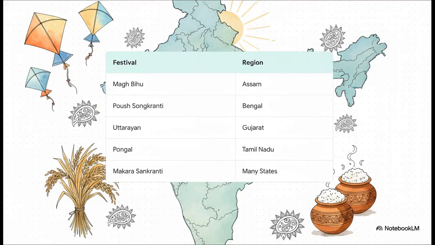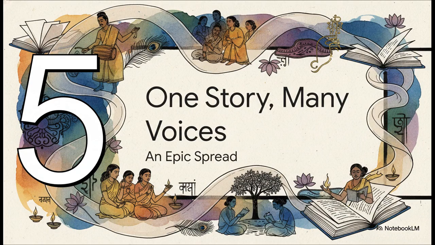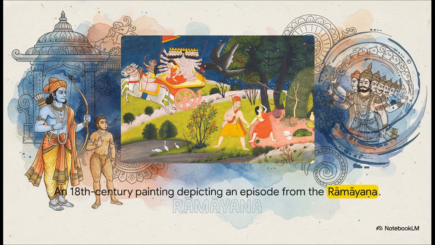And it's not just those two. Look at this. Maghi Bihu in Assam, Uttarayan in Gujarat, Makara Sankranti in a whole bunch of other states. It's one shared celebration, just expressed in all these beautiful, different ways. Okay, for our last example, let's look at storytelling, at literature, where we see how one single great story can end up being told in the voices of so many. So, many of you have probably heard of India's great epics, like the Ramayana, which you see depicted here.